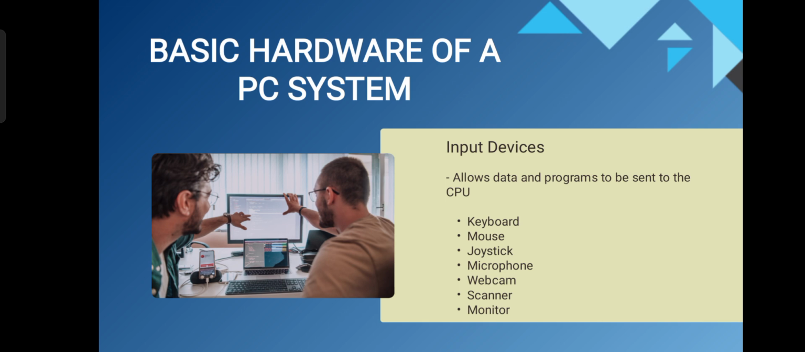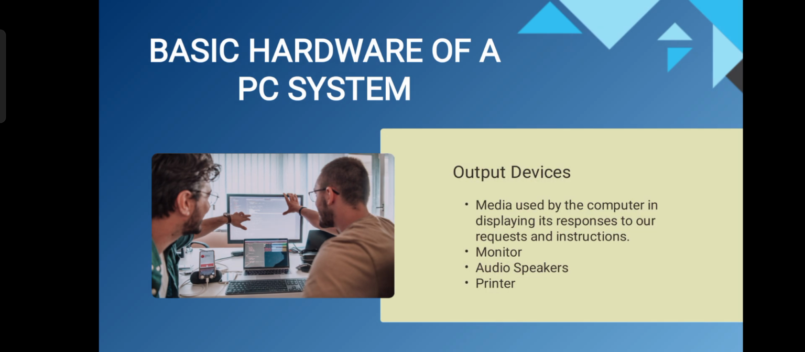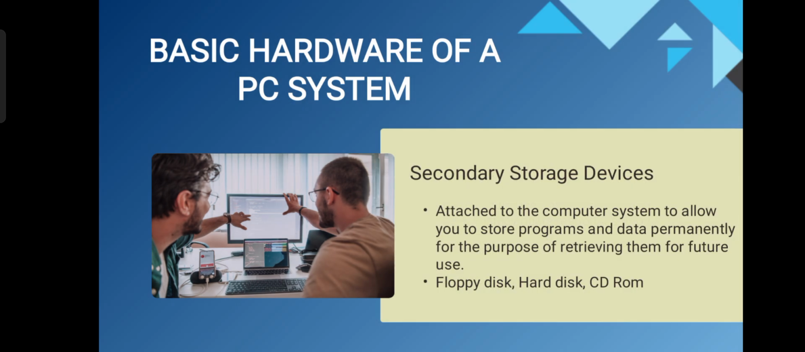Then, we have input devices, such as the keyboard, mouse, joystick, microphone, webcam, and scanner, which allow us to send data to the CPU. On the other hand, output devices, like monitors, speakers, and printers, allow the computer to show us results of our commands. And lastly, the secondary storage devices, such as hard disks, CDs, and floppy disks, let us store data permanently for future use.